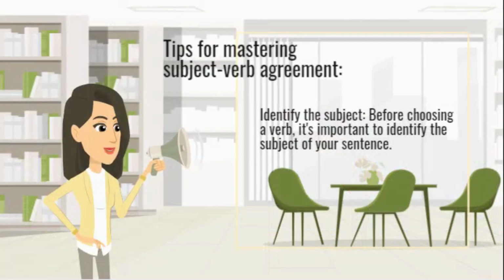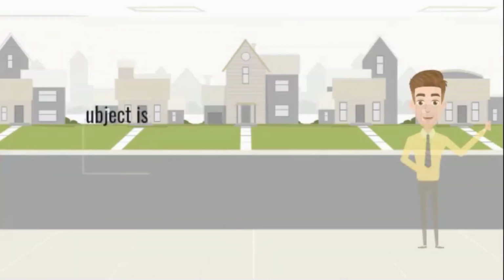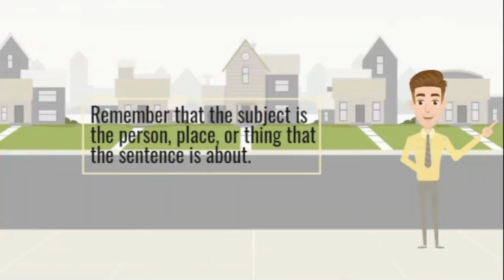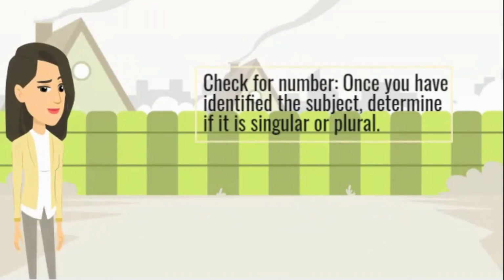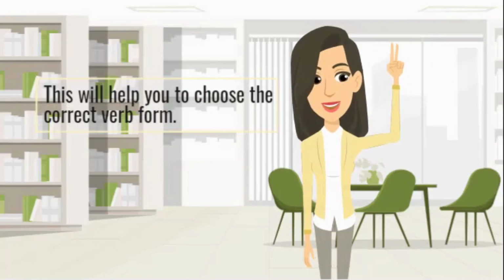Tips for mastering subject-verb agreement. Identify the subject. Before choosing a verb, it's important to identify the subject of your sentence. Remember that the subject is the person, place, or thing that the sentence is about. Check for number. Once you have identified the subject, determine if it is singular or plural. This will help you to choose the correct verb form.